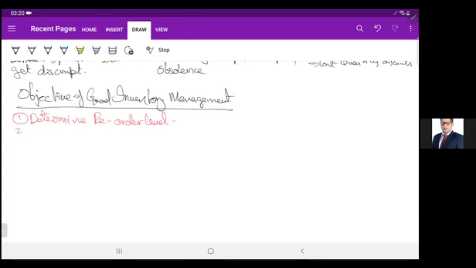Number two, the optimum reorder quantity. How many items should be ordered when the order is placed, right? And in practice, this means striking a balance between holding cost on one hand and stock out and reorder cost on the other, right?